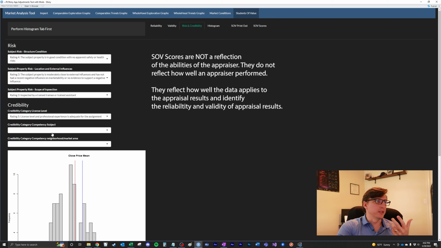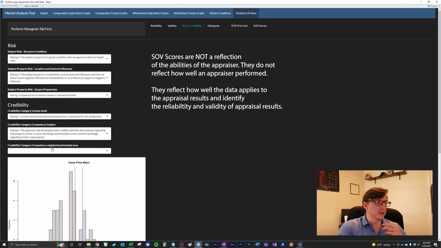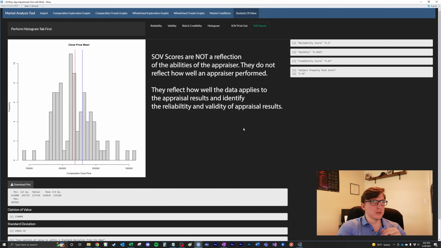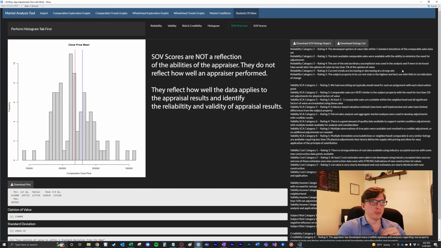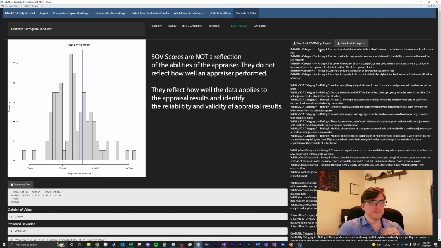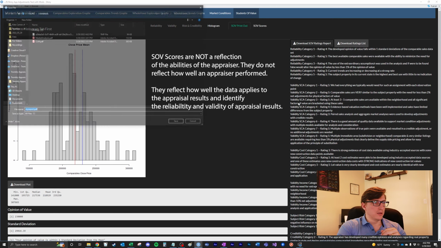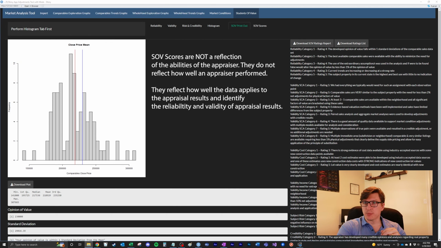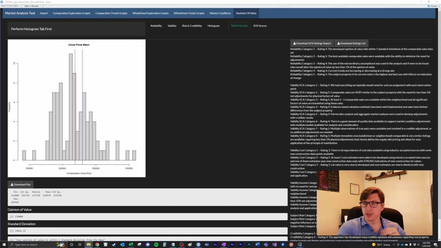Then we have credibility, which is weighed the least in our analysis for SOV scoring because it relates to licensing. So here's our SOV scores, and here's the SOV printout, and you can actually print this out as a PDF. My report.pdf. Let me just show you what that looks like real quick.